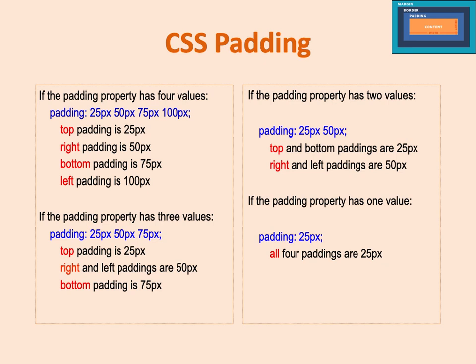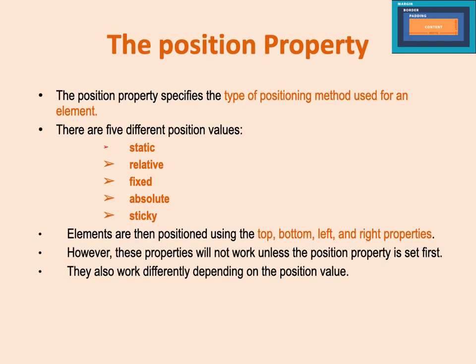We have another property, that is the position property. The CSS position property is an important concept. The position property specifies the type of positioning method used for an element. There are five different position values: static, relative, fixed, absolute and sticky. The elements are then positioned using top, bottom, left and right properties. However, these properties will not work unless the position property is set first.